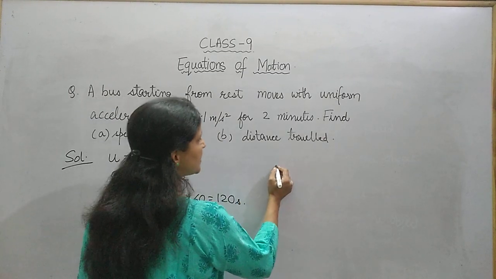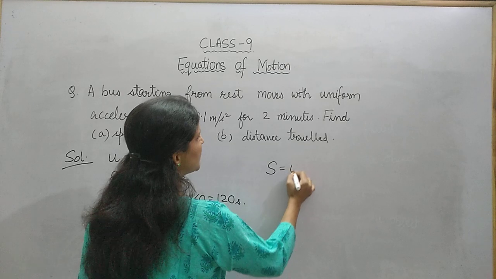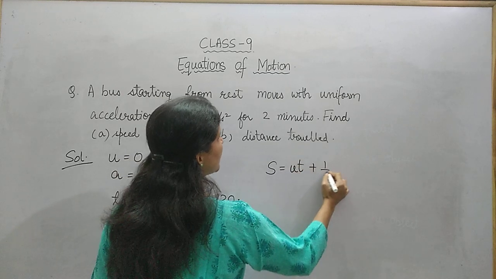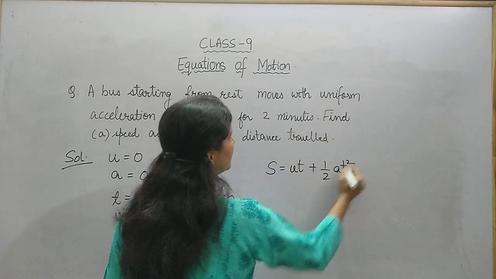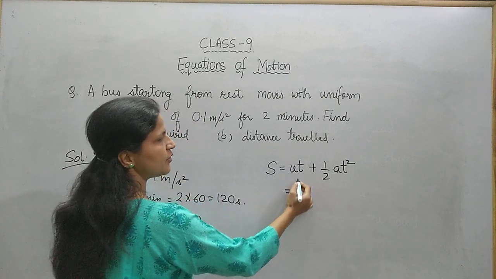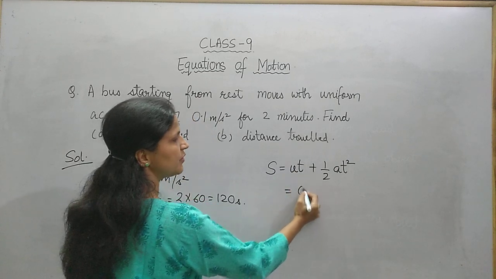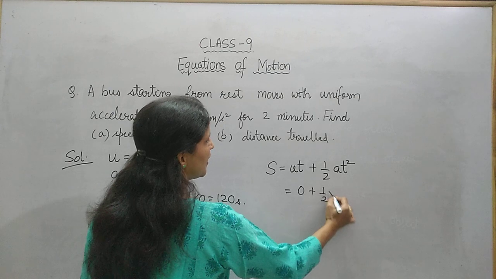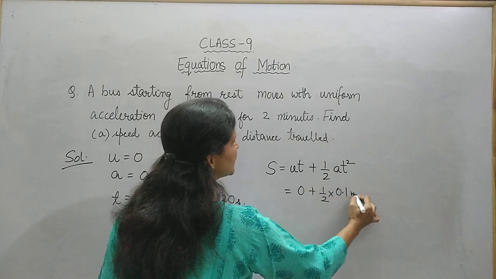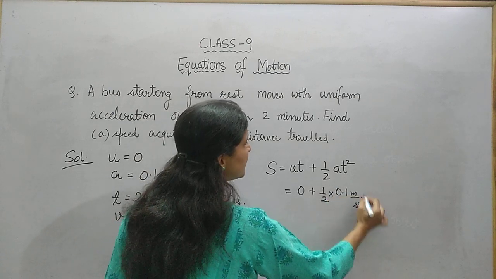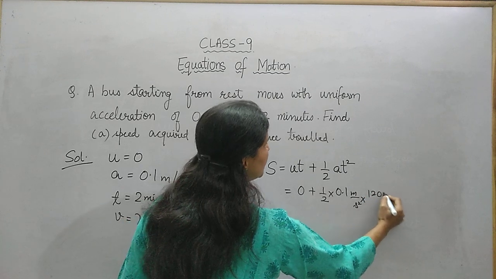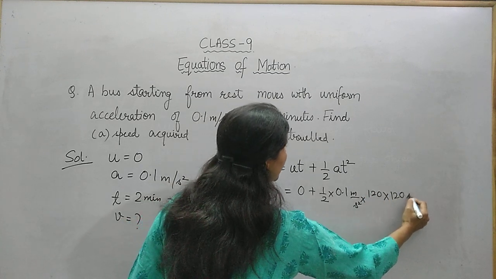For finding the distance, we use the second equation. S is equal to ut plus half at square. Value of u in this case is 0. So this whole term goes to 0. Half a is 0.1 meter per second square and t square is 120 into 120 second square.